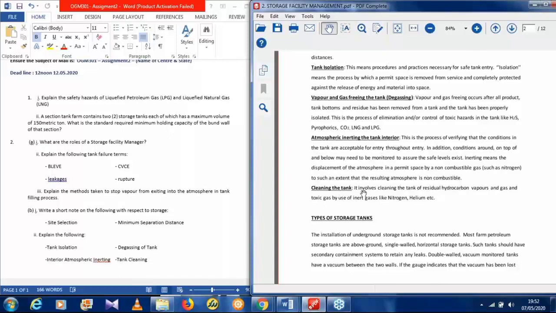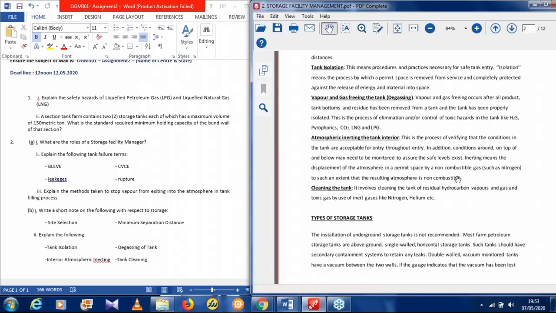All right. Now, degassing of the tank is different from cleaning of the tank. The cleaning of the tank involves the removal of residual hydrocarbon vapors and gases. But degassing is also a process. It's also part of the tank cleaning when you are degassing the tank. But not all cleaning processes for tanks are degassing. So understand the difference.